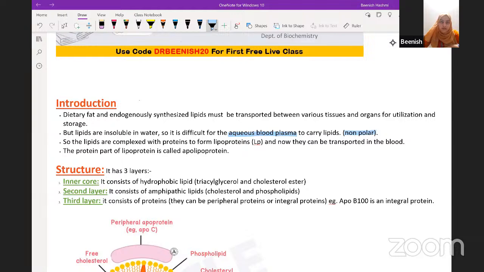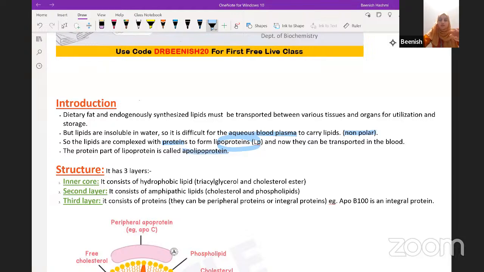So for its transportation, the lipids are complexed with proteins. The proteins act as carriers for them, and they are transported in the form of lipoproteins. So what are lipoproteins? When you complex lipids with proteins, you end up with a structure which is known as lipoprotein. Now these lipoproteins can be transported in the blood. The protein part of lipoprotein is known as apolipoprotein.